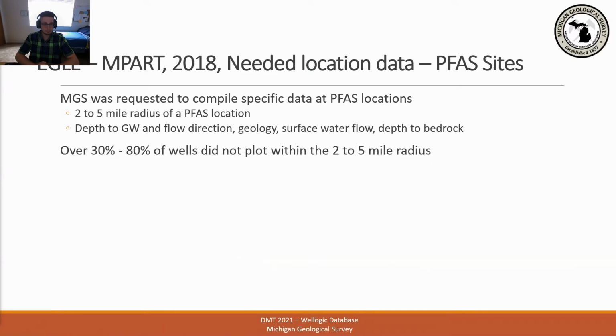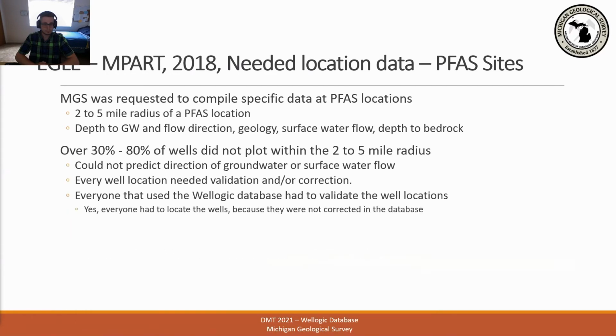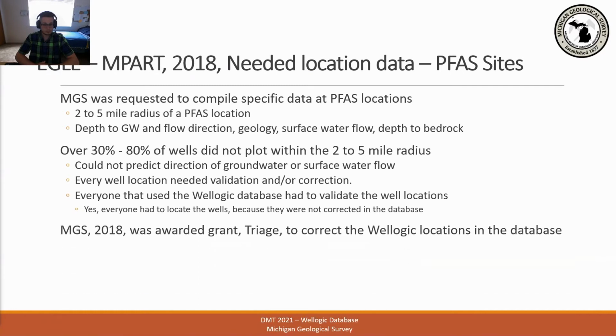And again, over 30 to 80% of the wells were not within that radius. We couldn't predict the direction of groundwater flow or surface water flow in some of these because of the location of the wells that we put on the map. And so every well needed to be validated or corrected. In showing that to them, this is how they came back to us, and we were awarded the original grant to go ahead and start correcting the wells in Wellogic.